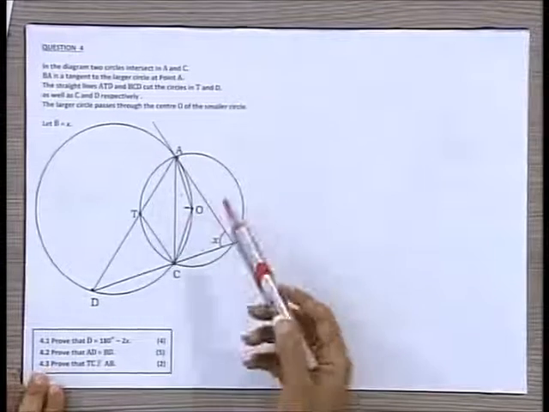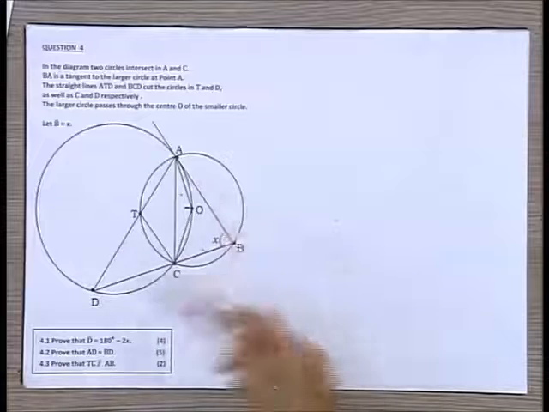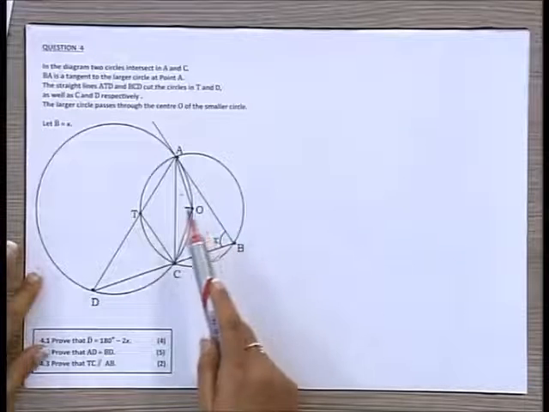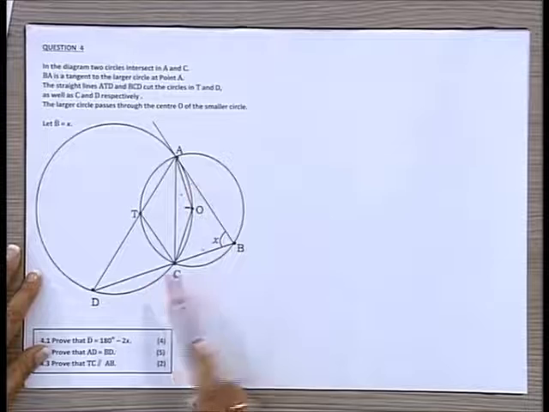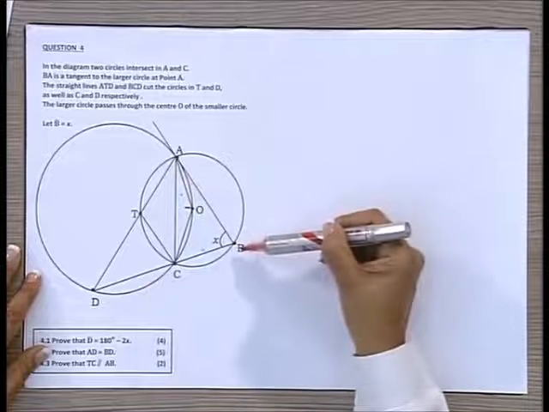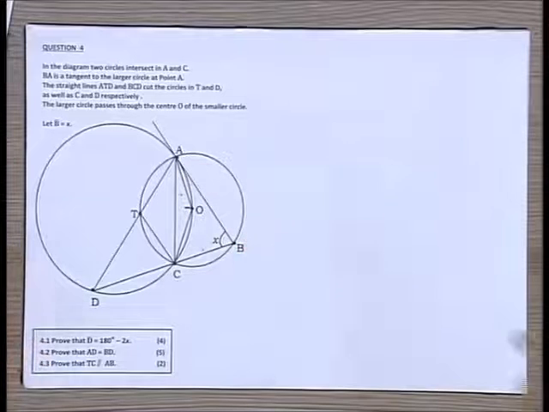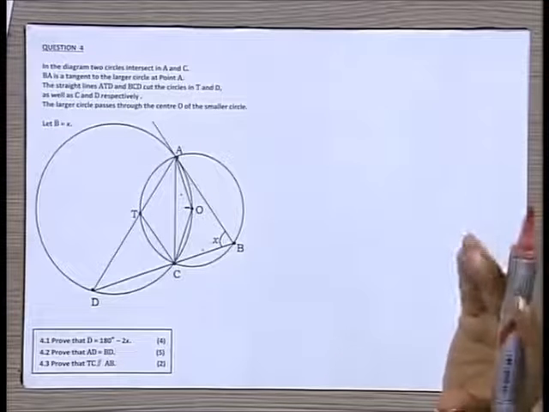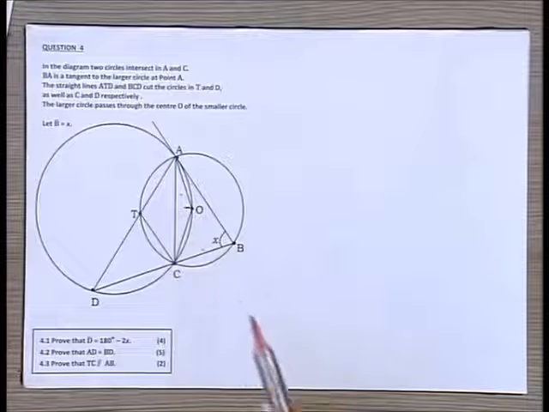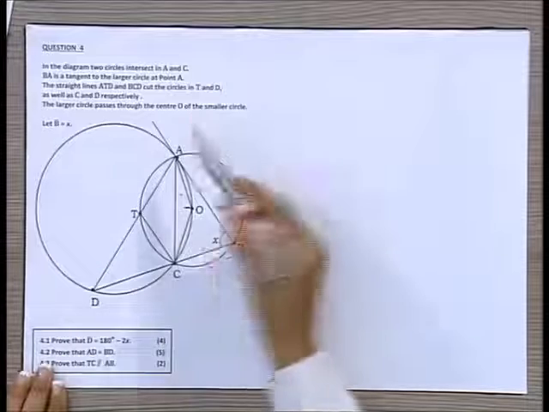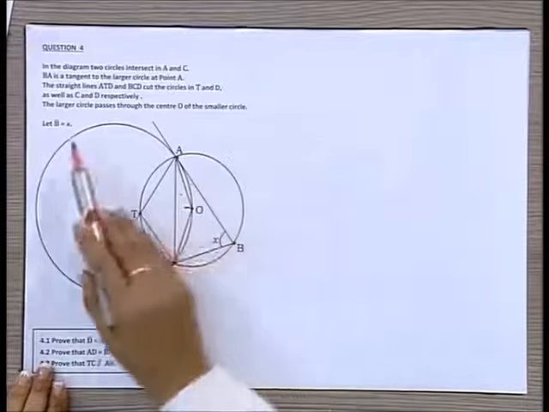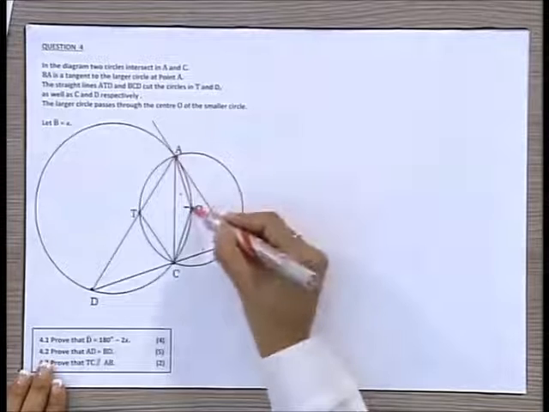Right, in the diagram, and now we don't have to go to any theorems again because we know them now. Two circles intersect at A and C. Guys, what do you see? BA is a tangent. When I see a tangent, I look for a radius. And if I don't see a radius, I look for a chord. And then they just give me that these are straight lines. And then it says this is the center of the circle.